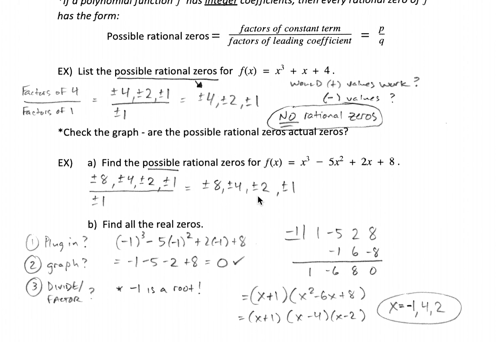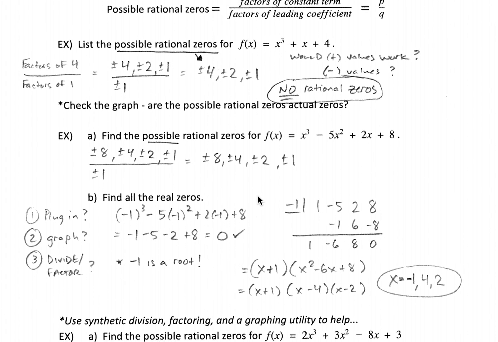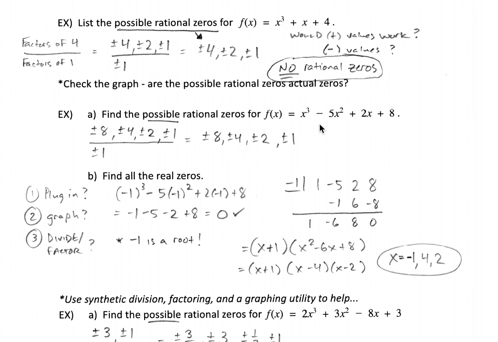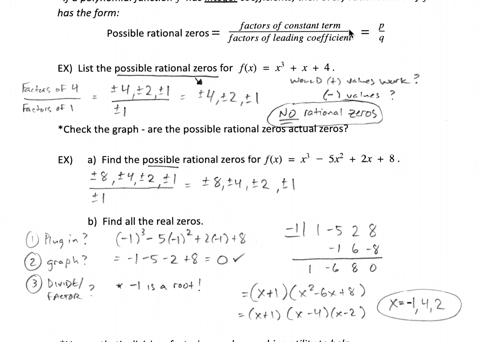Let's take a look at one that it actually does help us a little bit on if we choose to use it. Let's find the possible rational zeros again. So we're doing this first step. We'll just get an idea of what zeros might happen that are rational.